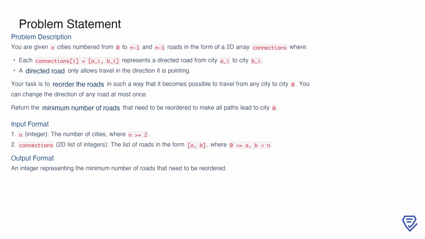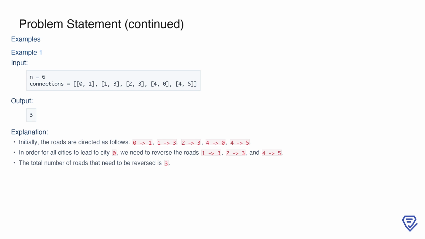The goal is to determine the minimum number of roads we need to reverse to make it possible to travel from any city to city 0. Additionally, we are allowed to reverse the direction of any road, but only once per road. The output will be an integer representing the minimum number of reversals needed to achieve this configuration. Let's look at an example to understand the problem better.